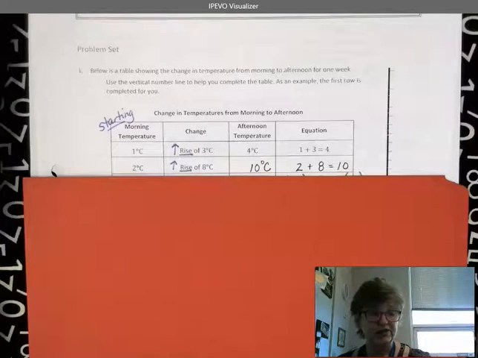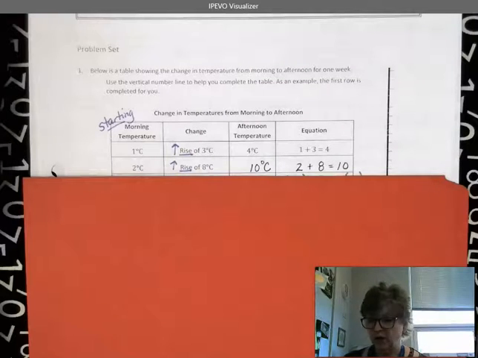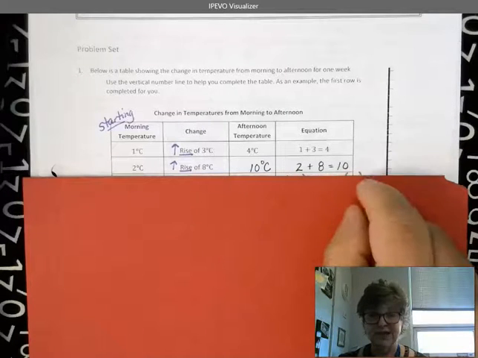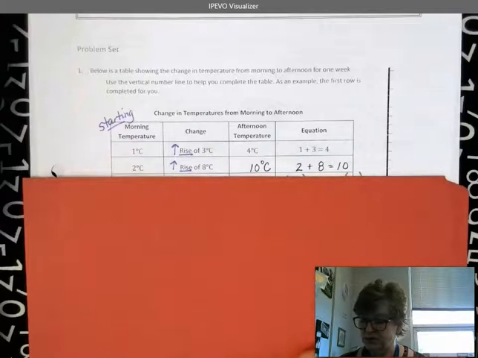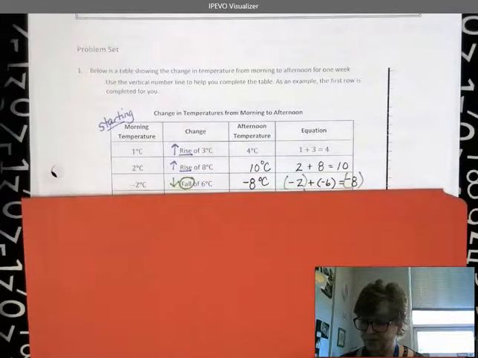So taking a look at that, let's take a look at 2 degrees. There was a rise of 8. That means I'm increasing, I'm rising, I'm going above 2 with 8. So 2 plus 8, which would equal 10. So my afternoon temperature is 10 degrees Celsius.